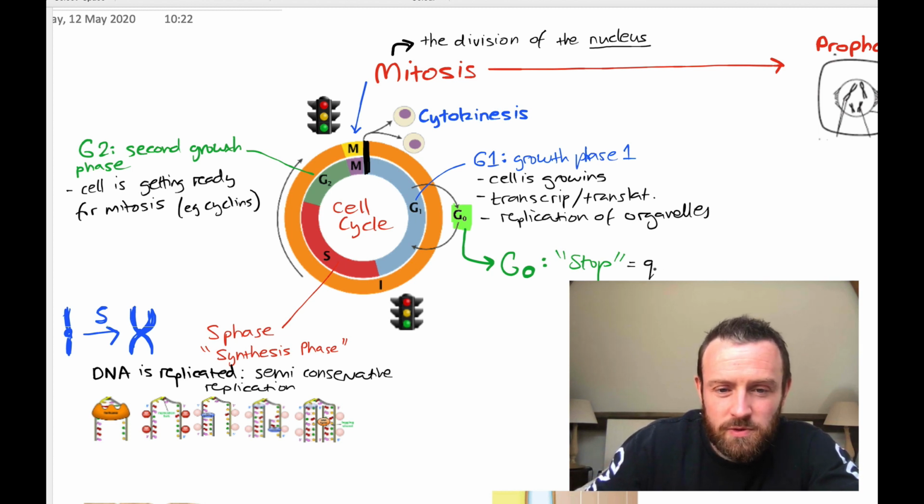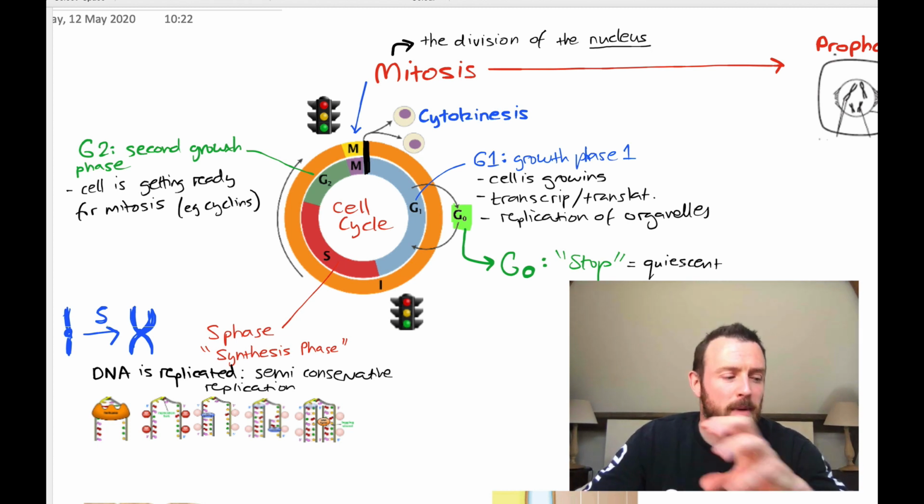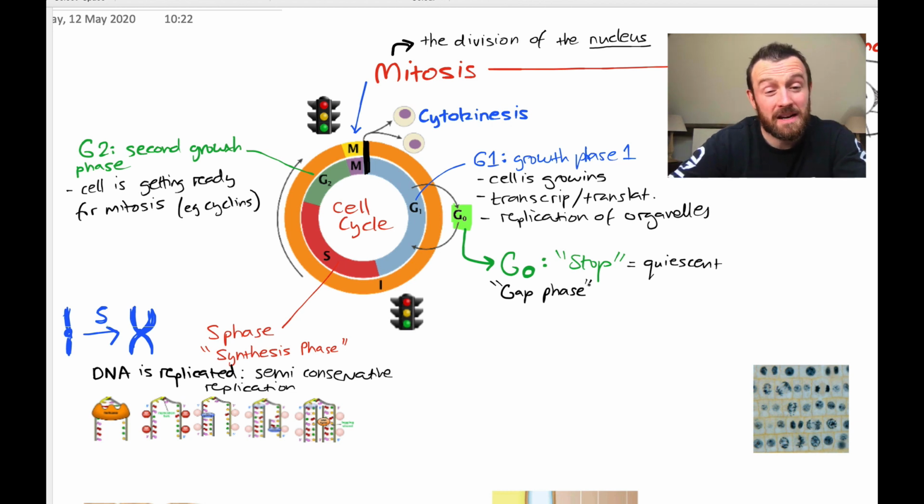Sometimes we use this word quiescent. Basically means a bit like quiet. So the cell is quiet. Well, it may be doing things biochemically, but it's not preparing for division. Okay, so that is G0. It can also be referred to as the gap phase. The gap between cell cycles.